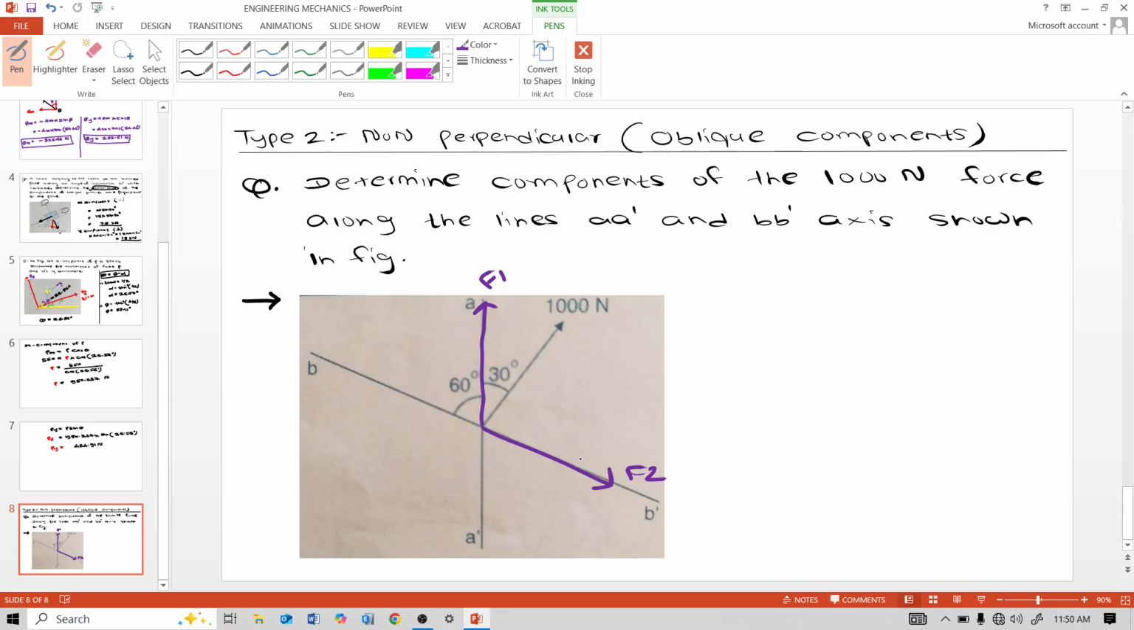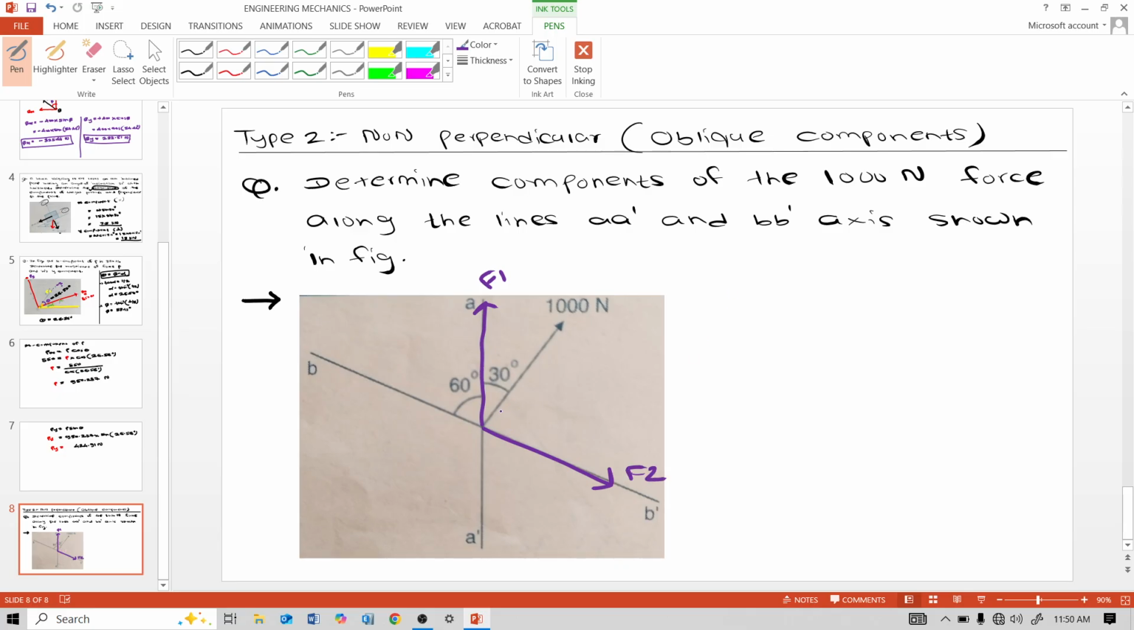We saw in our previous lectures that whenever we calculate non-perpendicular oblique components, we need both angles. We have 30 degree between F and F1, but we don't have the angle between F and F2. We don't have this angle, so we will calculate this angle first.